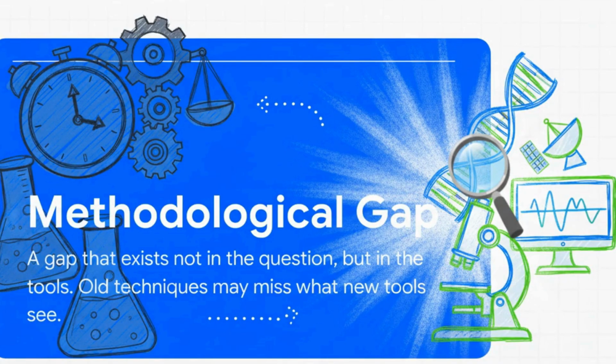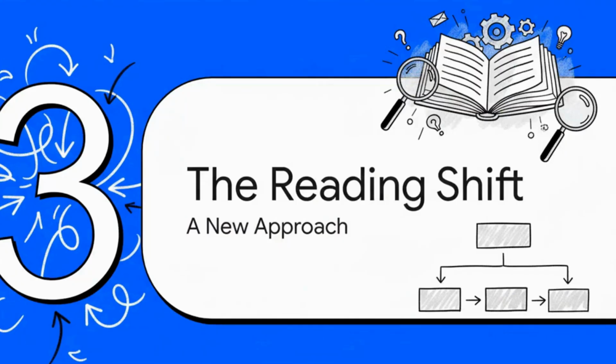And you know, sometimes the gap isn't about what is being asked, it's all about how it's being asked. We call this a methodological gap. The questions themselves might be old, but the tools we have to answer them are brand new. It's totally possible that old, outdated techniques were just missing what our modern, more powerful tools can finally see. So once you start seeing these things, it all leads to this really critical shift in the way you approach reading papers in the first place.